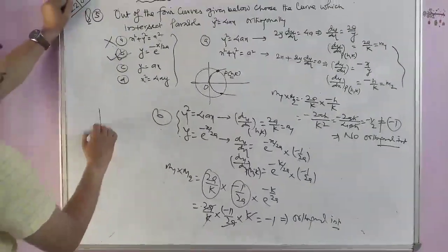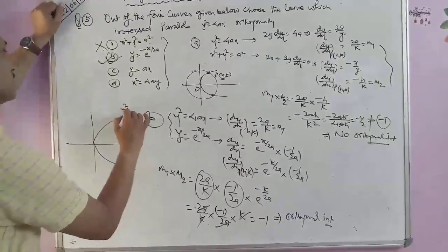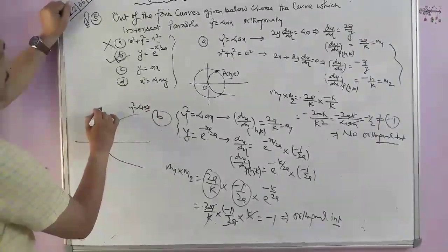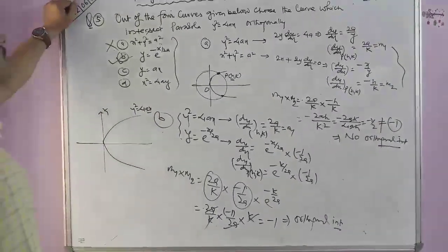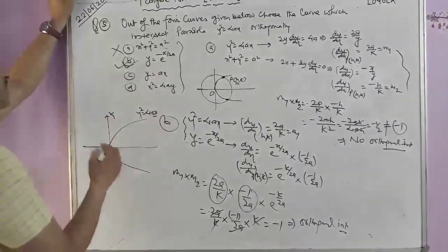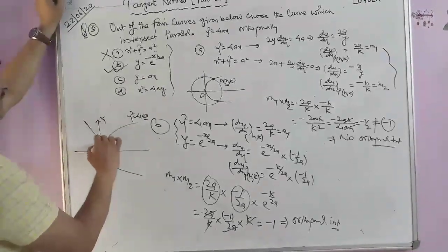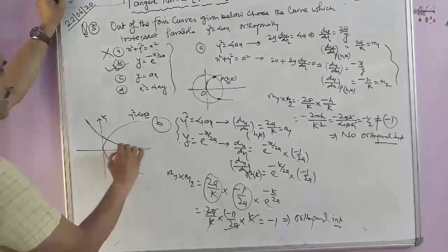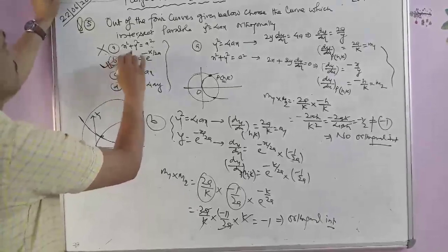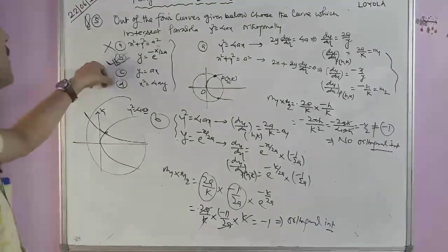We see here, this is y square equal to 4ax. Clearly a is positive, so the portion will be right of the y axis, and y equal to e to the power minus x by 2a. This is the point of intersection. So here the answer will be the second option. Similarly, we can reject the third option and so on.